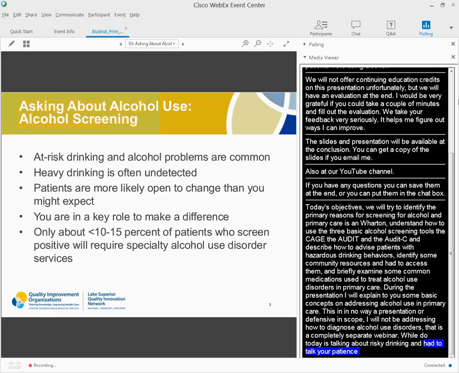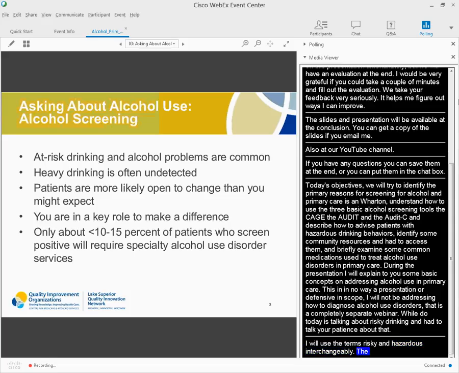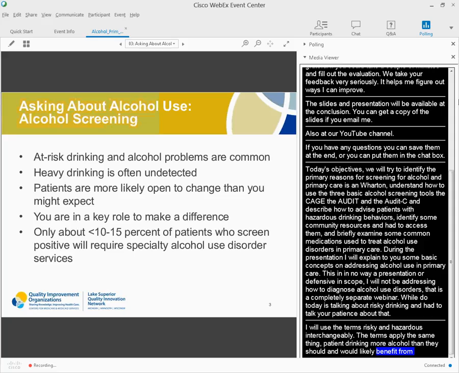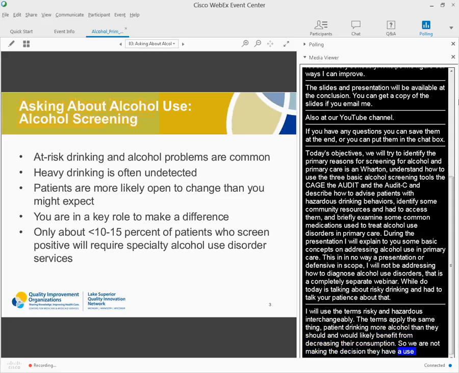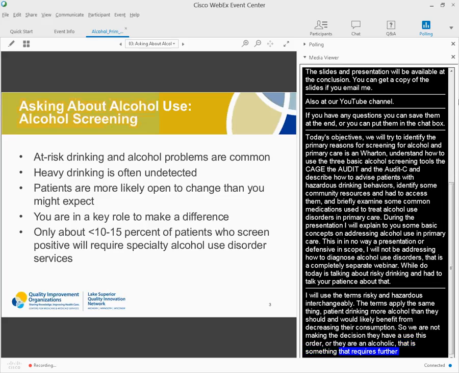I'm going to use the terms risky and hazardous interchangeably during this presentation. The terms imply the same thing. A patient is drinking more alcohol than they should, and they would likely benefit from decreasing their alcohol consumption. So again, we're not making the distinction that they have an alcohol use disorder, are alcohol dependent, or are an alcoholic. That's something that requires further evaluation. We're just talking about screening and looking at risky and hazardous drinking behaviors.